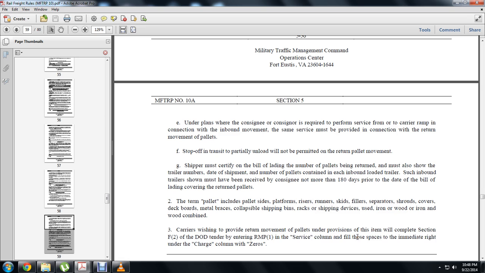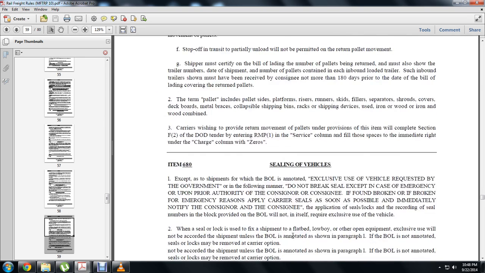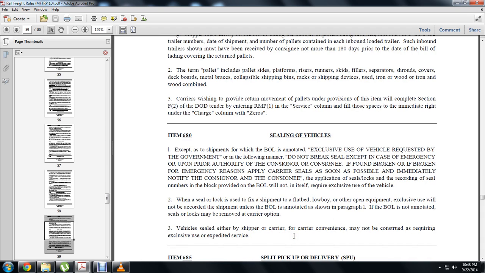The filing of those shall be in the immediate right of the charge of the column of the zero sealing of the vehicles, except for the shipments in which the BOL is noted exclusive use of the vehicle requested by the government in the following manner: do not break the seal except in case of emergency upon the prior authority of the consignor and the consignee if found broken. If an emergency reason applies to the carrier seal, as soon as possible immediately notify the consignor and consignee.